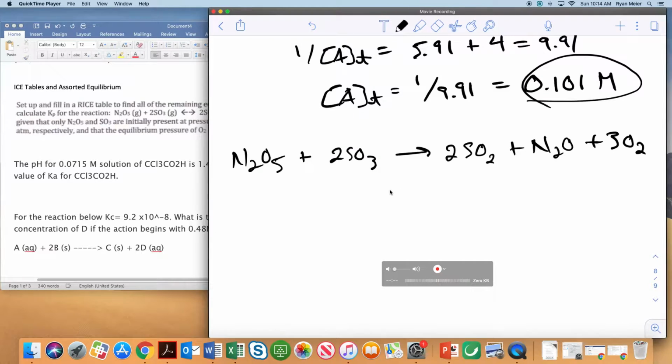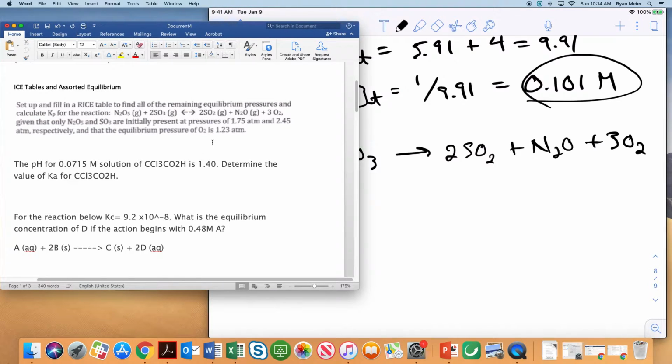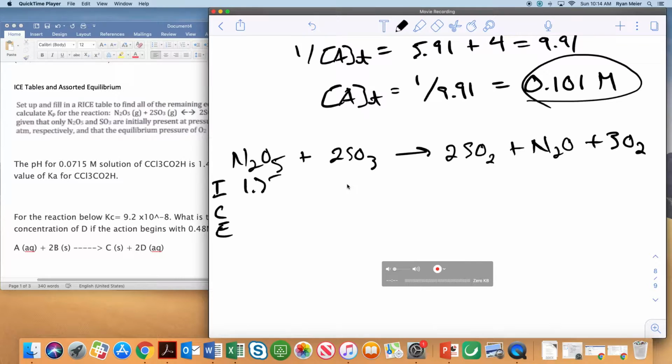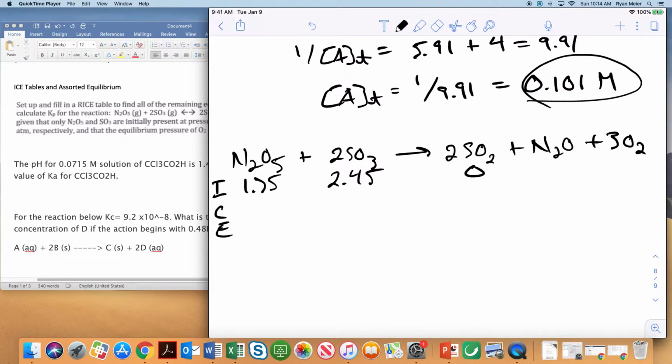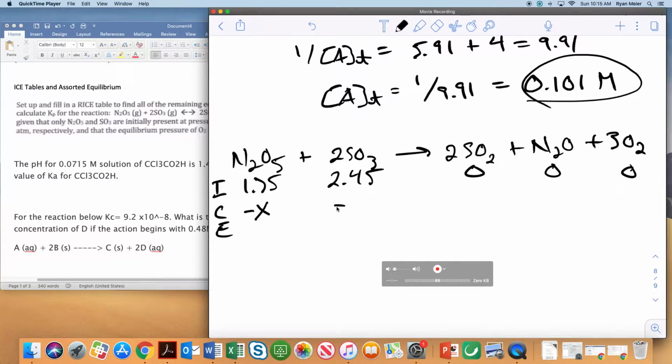So we're going to do an ice table, and we're just going to put in our initial pressures that we have. And our initial pressures are 1.75 and 2.45 for N2O5 and SO3. Put those in. That means I have nothing for my products, which means my reaction has to go in the forward direction. All right, so for filling out my ice table, the biggest thing here is to pay attention to stoichiometry for your changes, because for ice tables, we're not going to completion. So we write our change in terms of x. So reactants, if I'm going forward, have to go down, and they're going to go down by minus x and minus 2x in order for us to pay attention to stoichiometry.